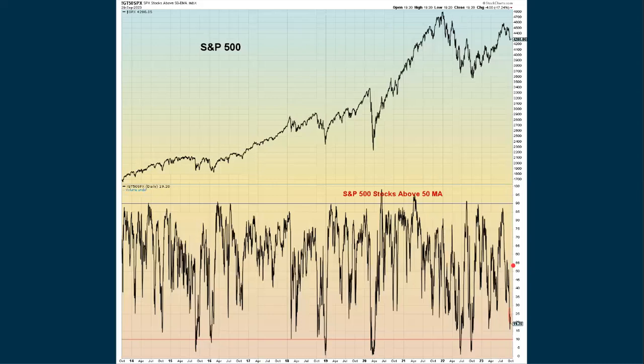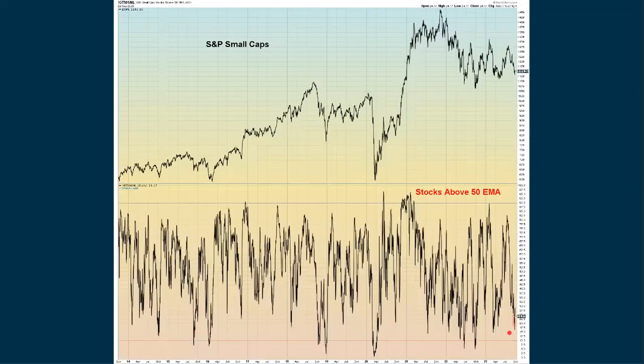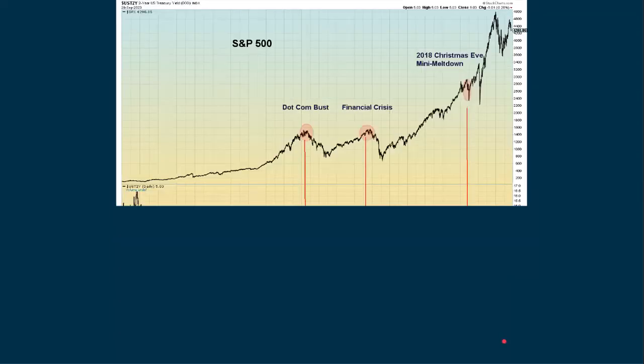We look at the S&P 500 with their 50-day moving averages, and this is also showing some weakness. We also look at the mid caps, which are pretty negative right now, and then we look at the small caps, which are also negative, and none of these are really giving us an extreme reading currently.